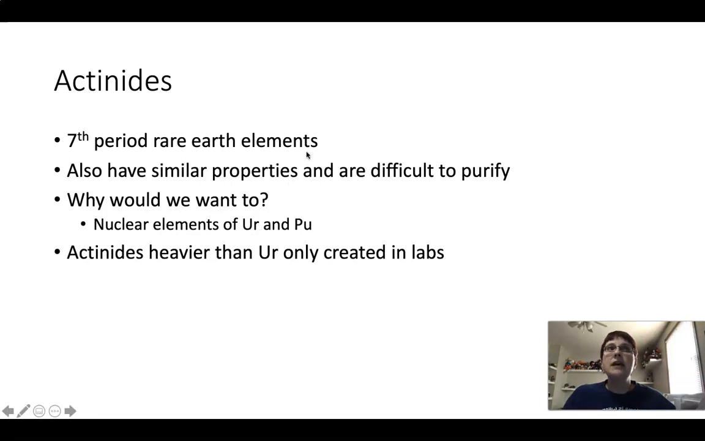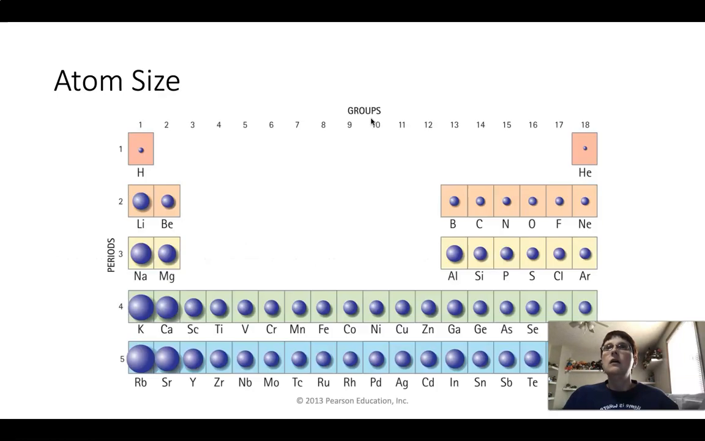Any of the actinides heavier than uranium can only be created in labs. So those, the ones that are above that, are only going to be created in labs. So plutonium and up, you're only going to be finding man-made versions of those. So let's take a look again at the periodic table to look at a few more characteristics.